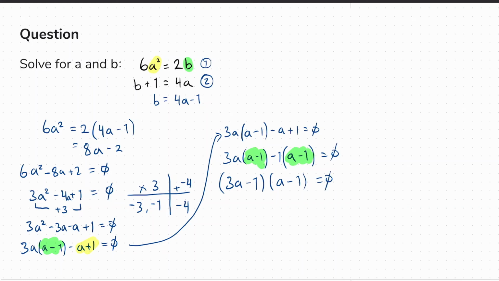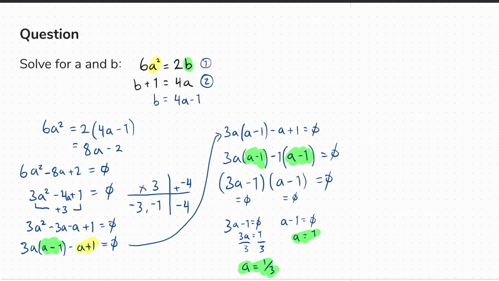And this allows me to start to solve for a, because either this here equals 0 or this here equals 0. So 3a minus 1 equals 0. Well, let's write that down. Then 3a equals 1, and divide both sides by 3. a equals a third. On the right-hand side, a minus 1 equals 0. a is equal to 1. So a is equal to a third or 1. They both satisfy this situation.